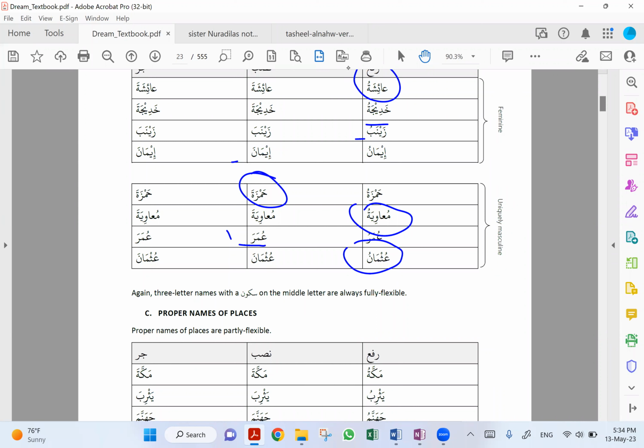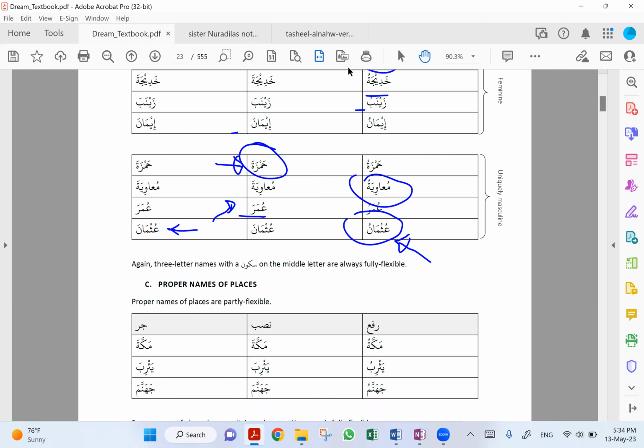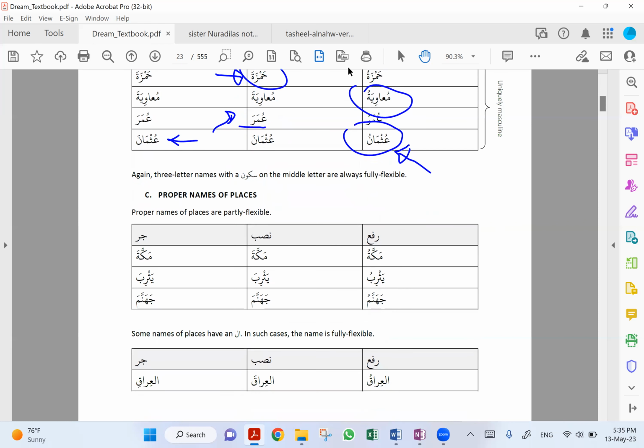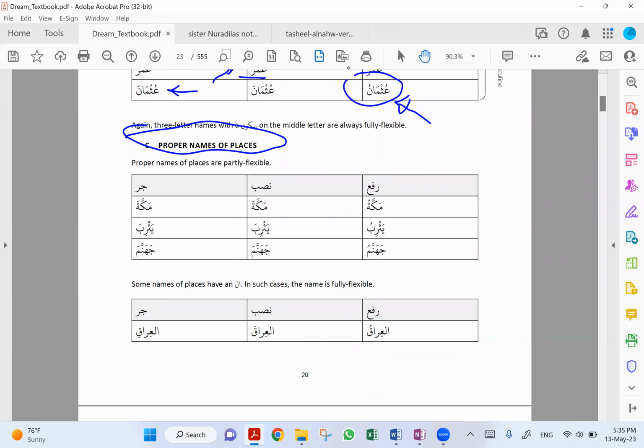And as we will see today, the reason why Hamza is mamnu' min as-sarf is not the same reason as Uthman, for example. Or the reason why Umar is mamnu' min as-sarf is not the same reason as Uthman or Muawiyah. So we'll go into details and see why. And I hope by the end of this session, inshallah, you would be able to understand better why some words are mamnu' min as-sarf, and why some words are not, even though they look the same, inshallah.